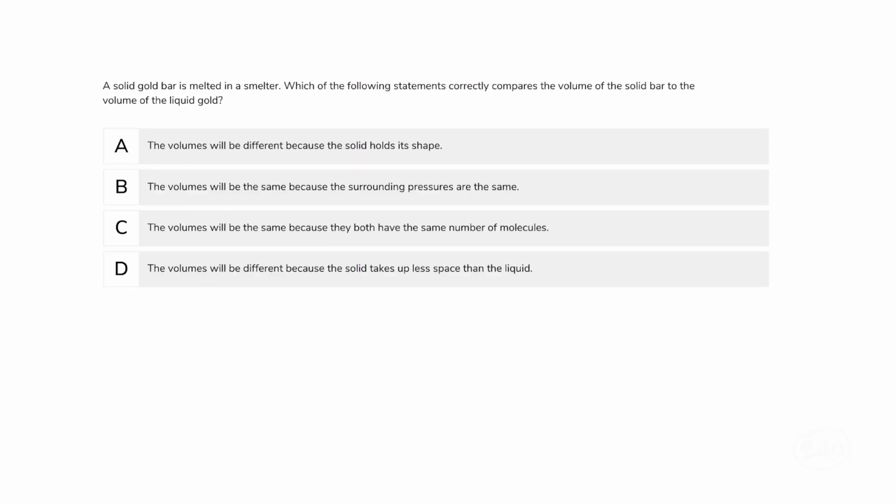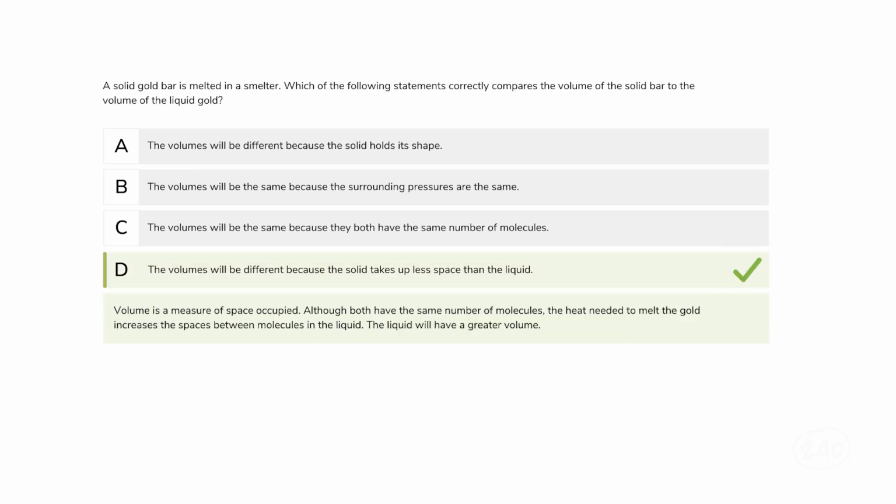Now let's look at another question on matter. A solid gold bar is melted in a smelter. Which of the following statements correctly compares the volume of the solid bar to the volume of the liquid gold? Volume is a measure of space occupied. Although both have the same number of molecules, the heat needed to melt the gold increases the spaces between molecules in the liquid. The liquid will have a greater volume. So this is the best answer.